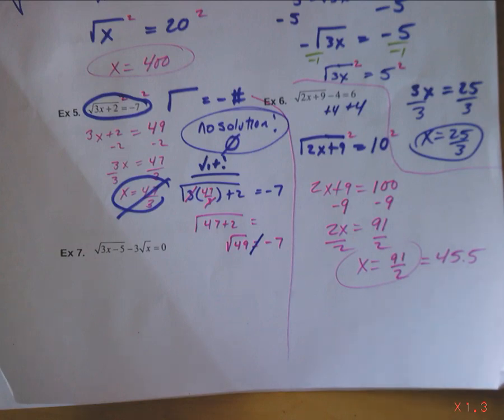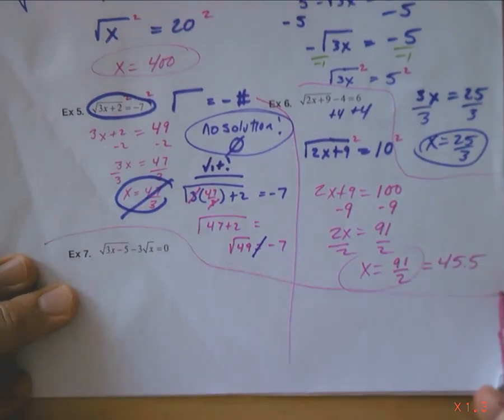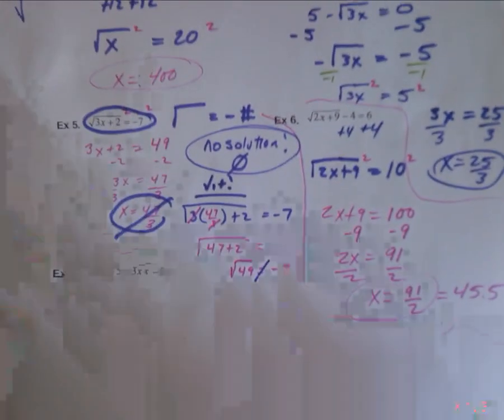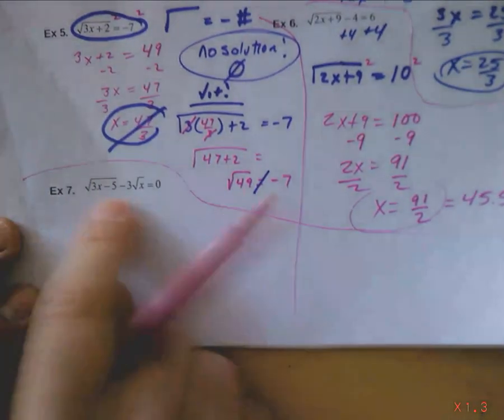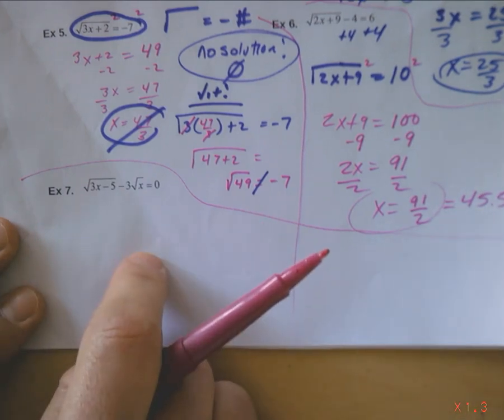That's easy peasy. You guys want one more? Yes. Yeah, for sure. This last one looks scary, doesn't it? If we follow the rule, though, the rule is isolate your square root. So right now I've got both things on the same side, so I need to move one of these guys over. Which one do you want to move over?